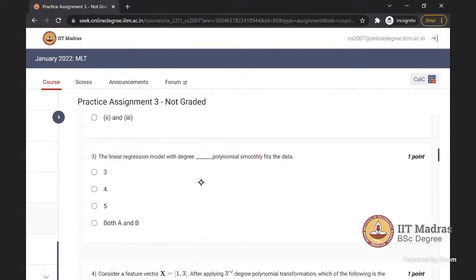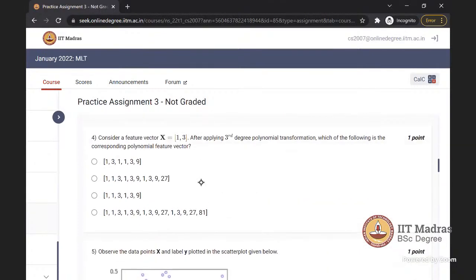Option C: the linear regression model with degree blank polynomial smoothly fits the data. Which one is the right answer? 4. That means option B. Okay. Question number 4. All these questions 1, 2, 3 are simply reduced by the table. In order to answer them, it's good to remember that all we have to do is figure out the pattern which exists between the validation error and training error.